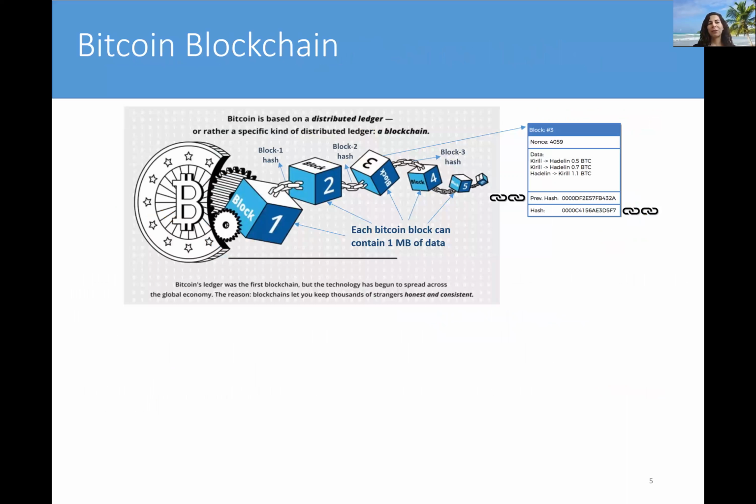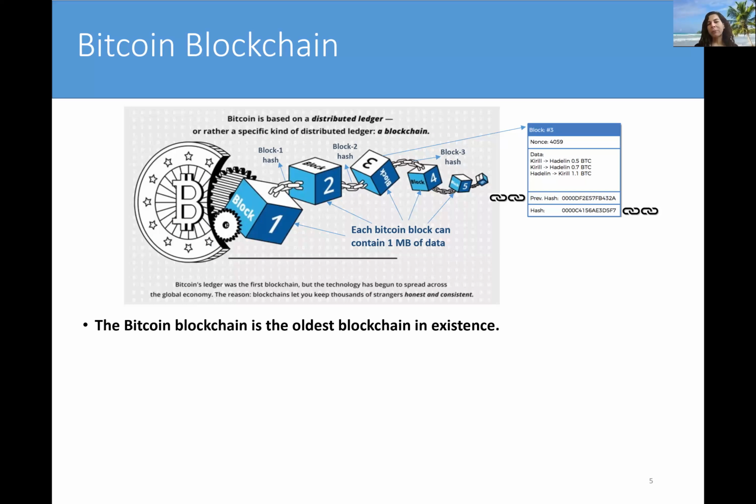This transaction logs that are blocked, they're chained together, are called a distributed ledger. And it is basically having different entities on the network, distributed entities, taking a log of this ledger, and each of these blocks can contain about 1 megabyte of data.